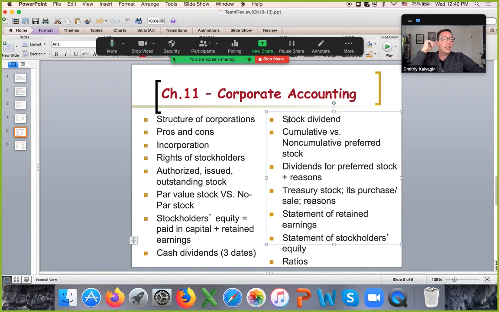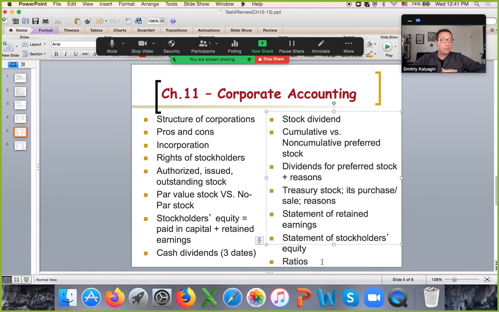We also covered stock dividend. We talked about cumulative versus non-cumulative preferred stock. Most of the preferred stock is cumulative, so we have to pay dividends that we owe to those preferred stockholders, even if it's later on. And guys, we listed reasons why companies issue preferred stock. We focused a lot on treasury stock, reasons why companies buy back their own stock, and journal transactions. You looked at the statements of retained earnings and stockholders' equity, and then there were 4 ratios at the end of this chapter.